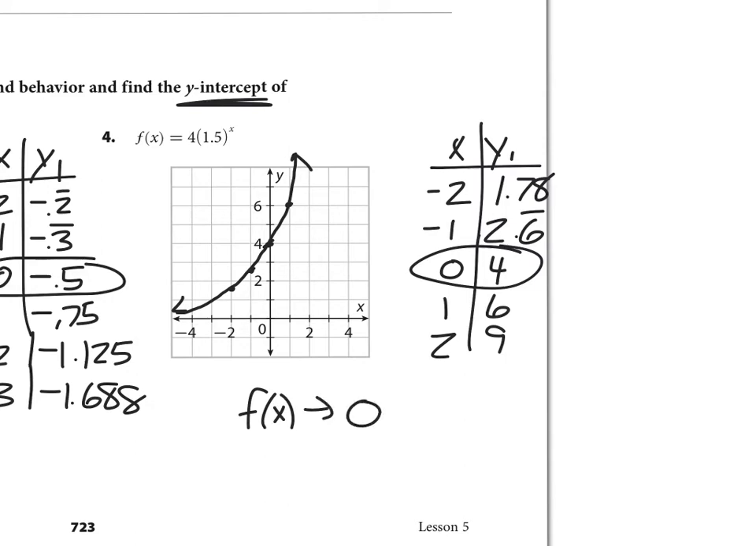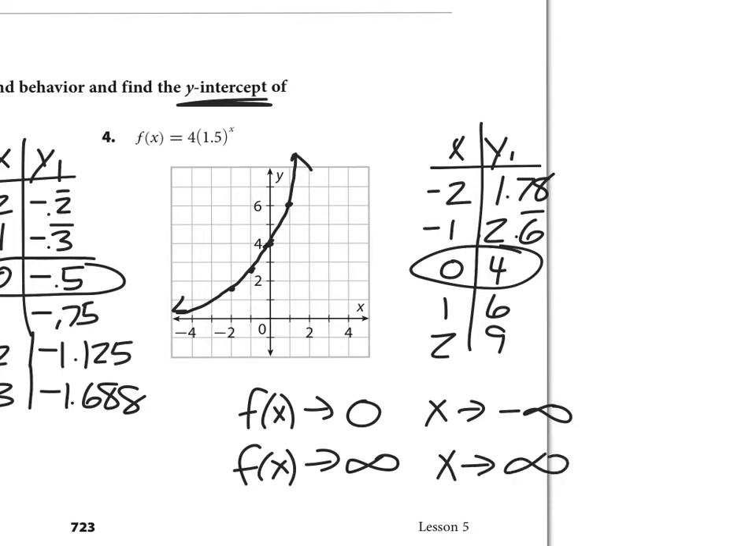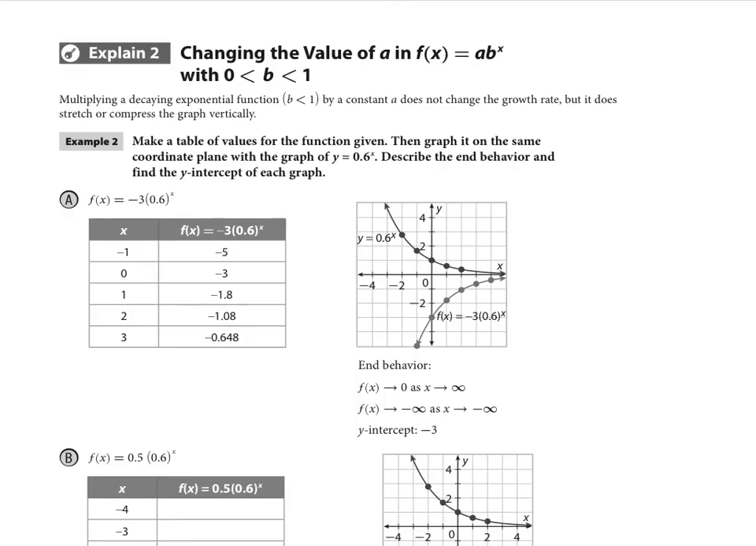So let's think about this. When's it going to 0? It's flattening out as I go to the left. So that is as x goes to -infinity. And f of x is going to positive infinity because it's going up as x goes to the right. Okay.